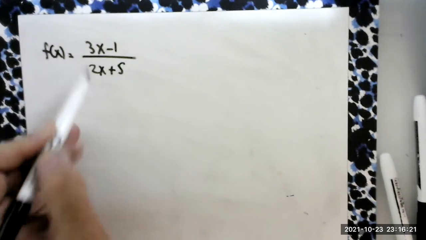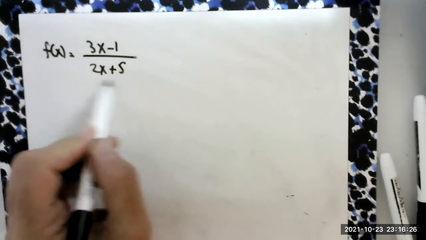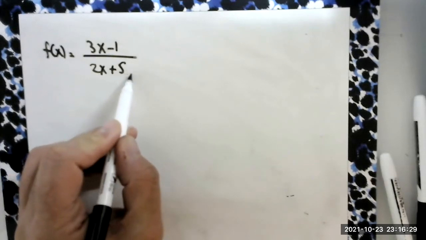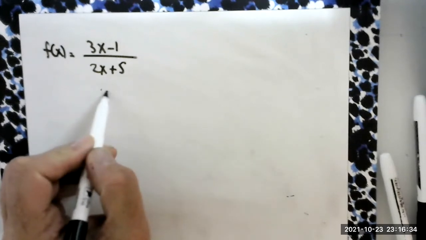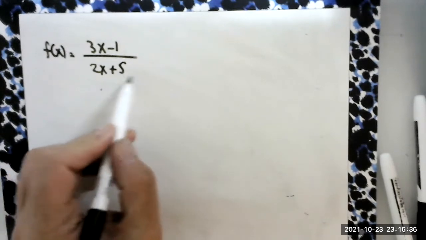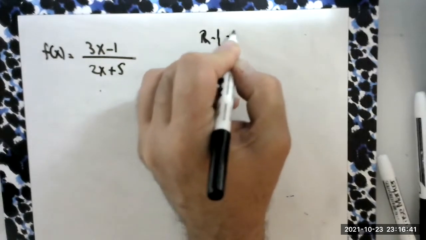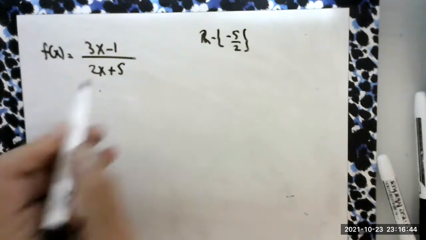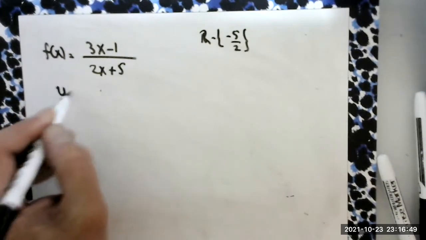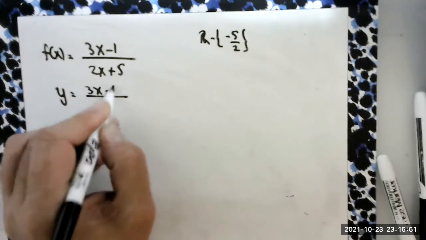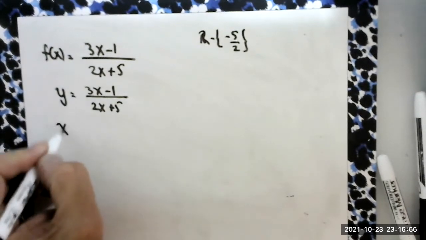First, by the way, all these functions are one-to-one. What's the domain of this one? Remember, when the denominator equals 0, I can subtract 5, so it'll be -5, and divide by 2. So I need to avoid -5/2. So my domain is all real numbers except -5/2. Let's find the inverse. y equals (3x minus 1) over (2x plus 5). Change the variables.